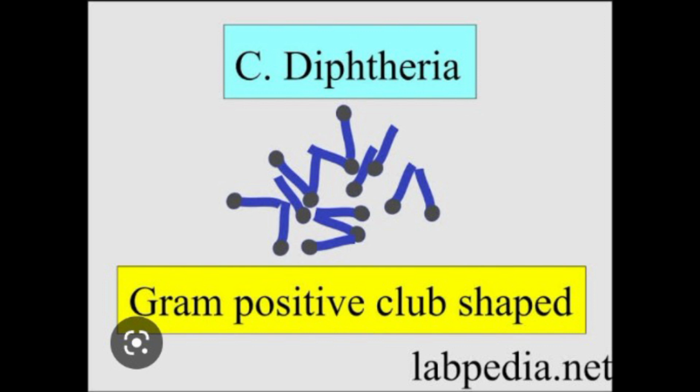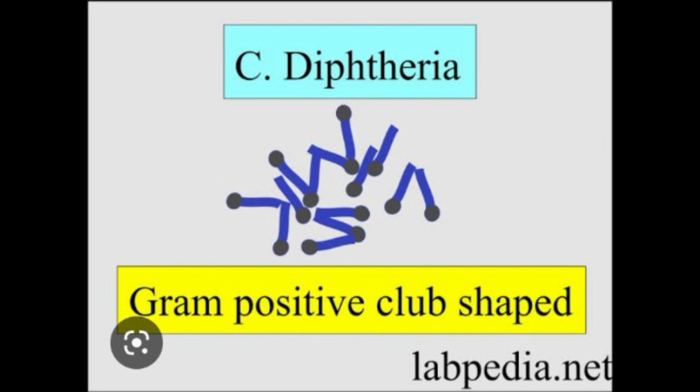The bacilli are usually seen in angular fashion resembling the letter V or L. This has been called Chinese letter or cuneiform arrangement. This typical arrangement is due to incomplete separation of daughter cells after binary fission.